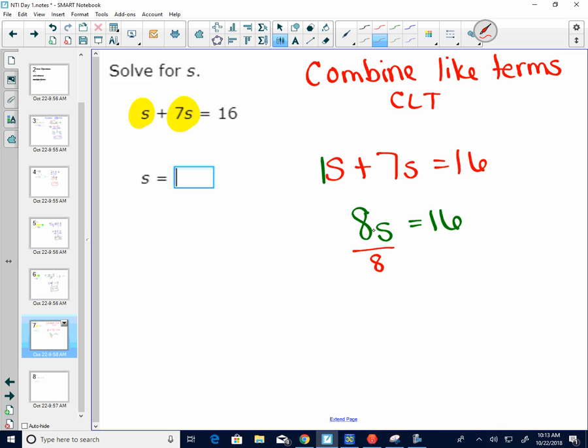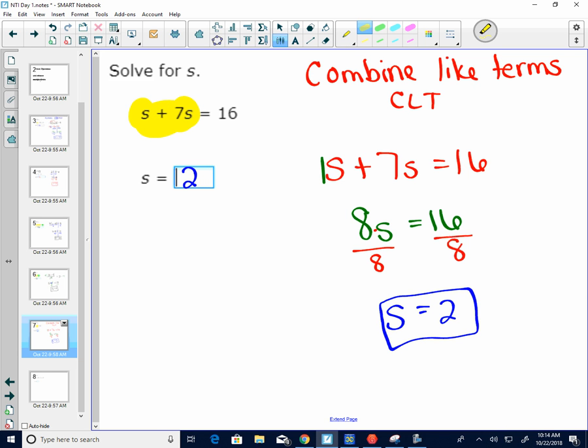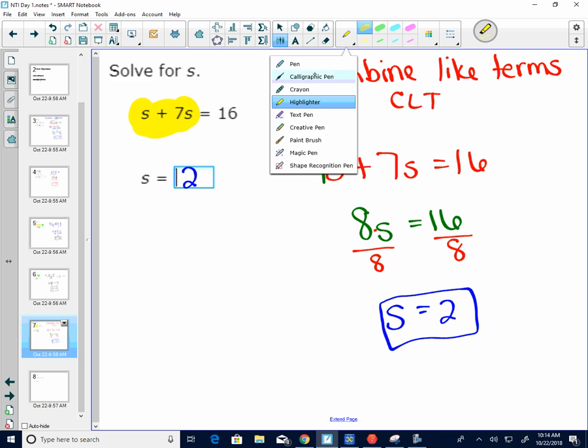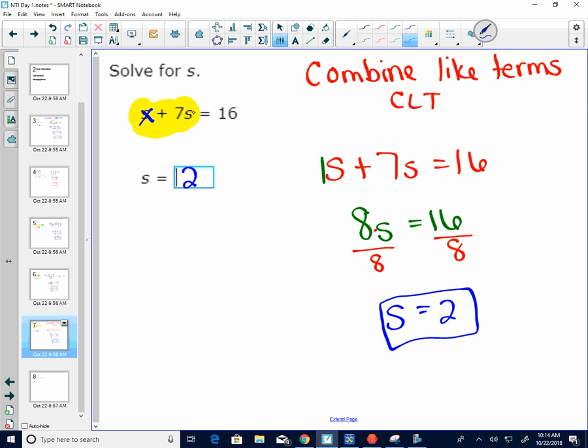I divide by 8, because this is 8 times s. If I divide on the left-hand side of the equal sign, I have to divide on the right. So s is equal to 2. And you could have typed this whole thing in your graphing calculator, changing the s's, remember, to x's when you type it in. Type that in y1, and then you would have typed 16 into y2, and you would have come up with the answer 2.